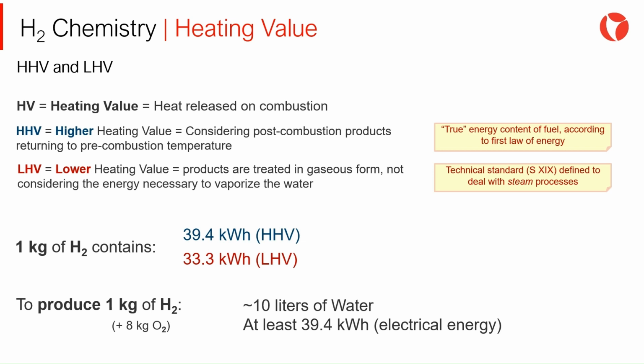An electrolyzer which produces hydrogen from water and electricity will have to be supplied with more than 39.4 kilowatt hours of electrical energy to produce 1 kilo of hydrogen. The efficiency of the electrolyzer is usually measured in relation to the higher heating value. If, for example, an electrolyzer requires 50 kilowatt hours per kilo of H2 produced, its efficiency would be 39.4 out of 50 for a total of 79%.